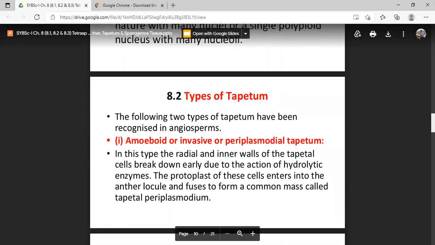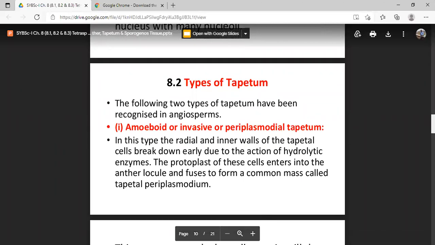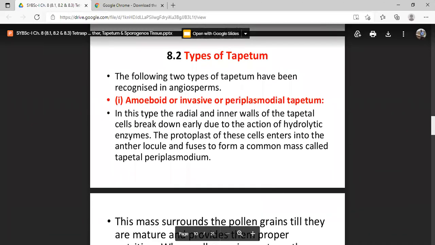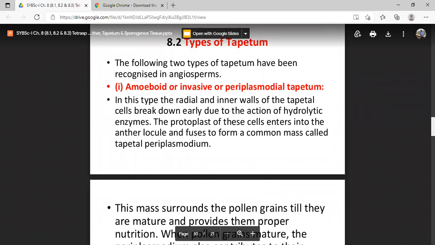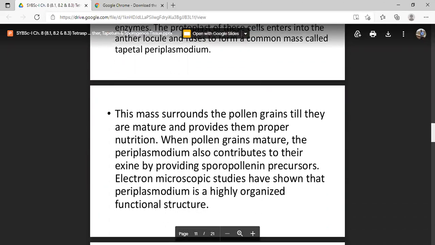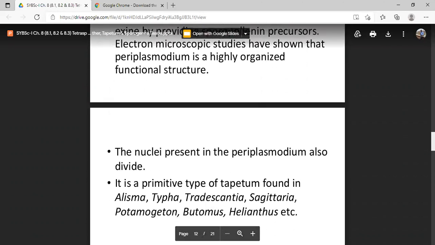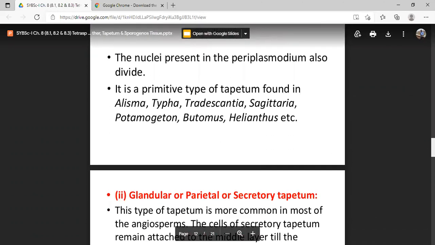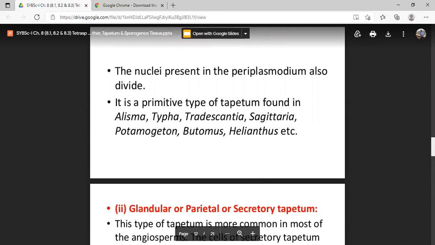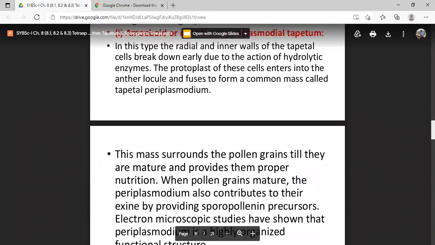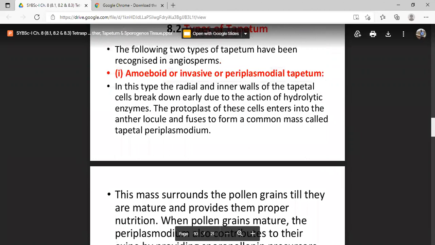So we will see the types of tapetum. The following are the two types of tapetum we can find in angiosperms. One we call the amoeboid, or invasive, or periplasmodial tapetum, and the other is the glandular or partial secretory tapetum. The function of both is the same; only the way they supply the fluid differs, and the types are made accordingly. One is amoeboid and one is granular.